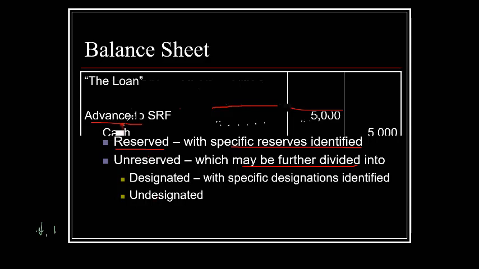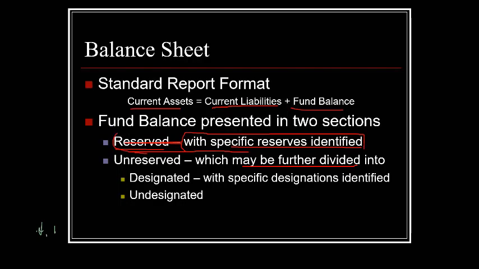The reserved is resources with a specific identification. It will be used for a specific purpose. On the other hand, the unreserved is free to be used. This cannot be changed, but this one is free to be used.